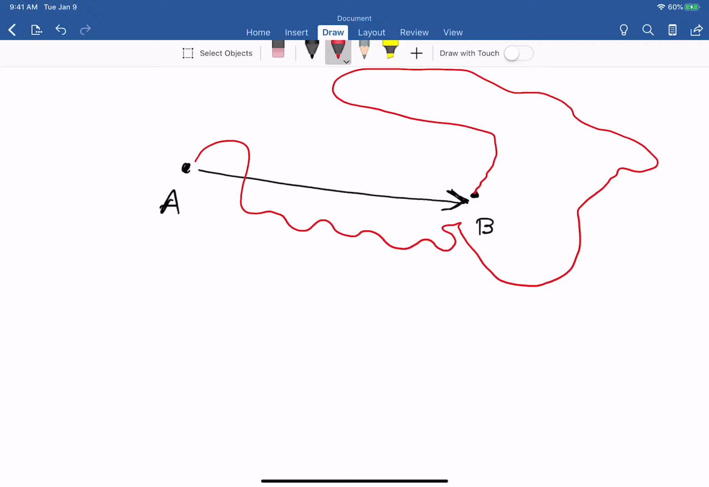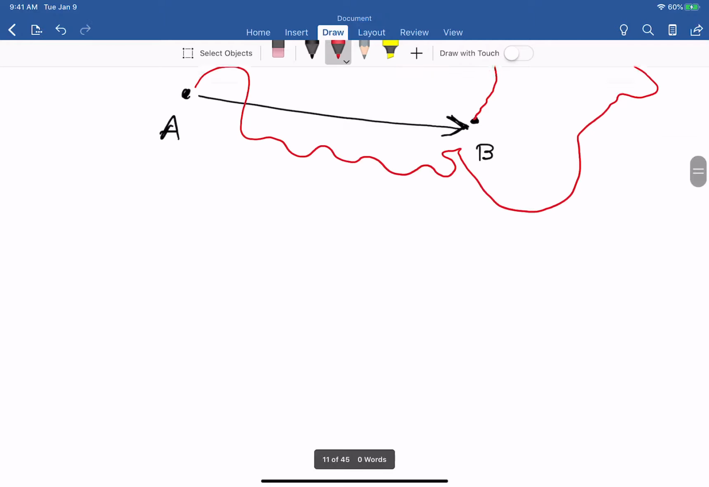So it's very important to be clear about the difference between distance and displacement. Distance is a scalar. As you can see, there is no particular direction associated with this path that I drew, whereas displacement is a vector. It has a direction, which is the direction from the starting point to the ending point.